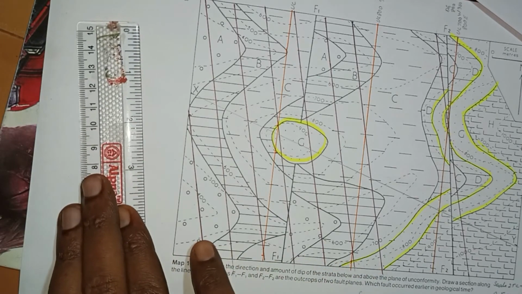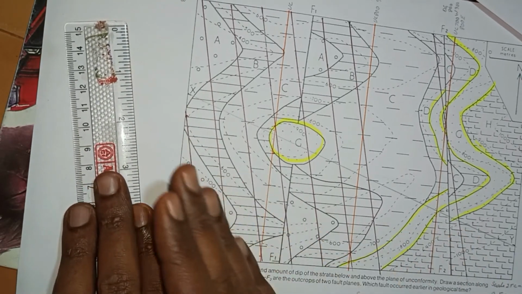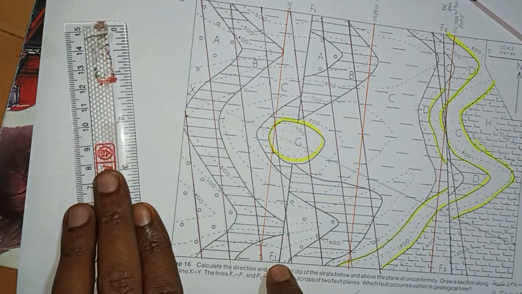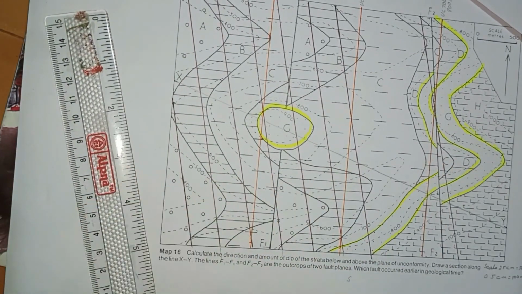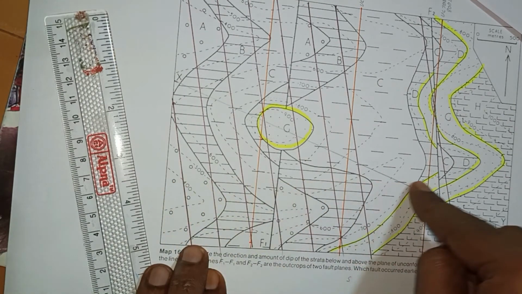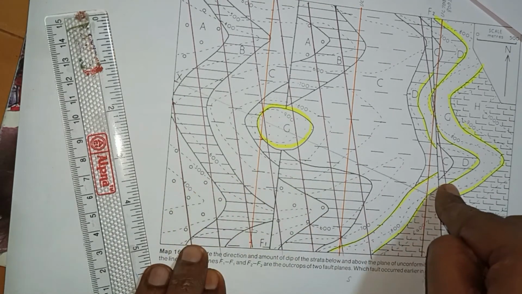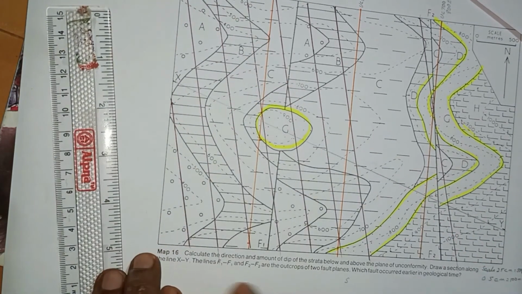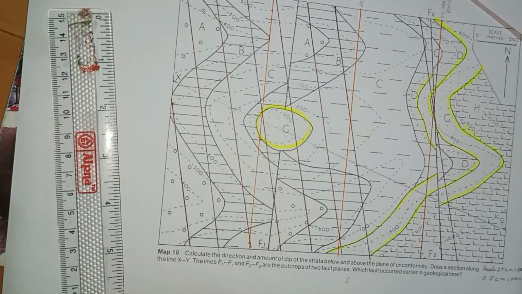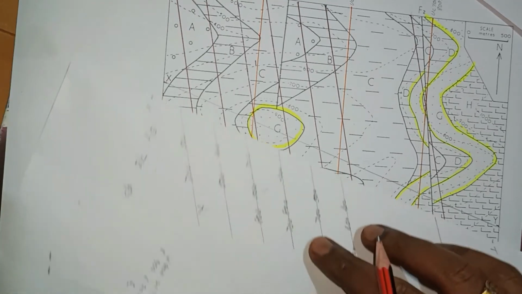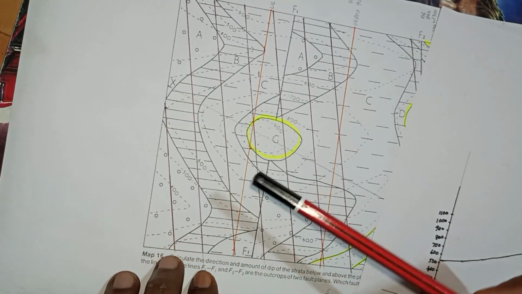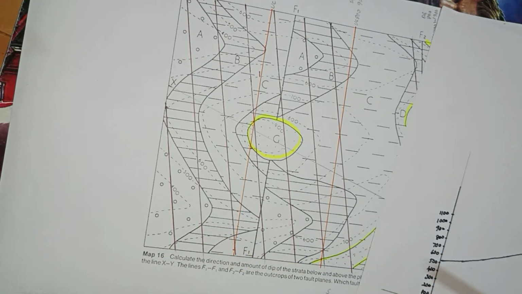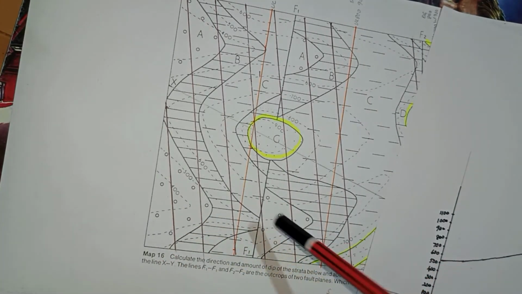I have used a different color pen for indicating the structural contour lines of the formation. Now I am using a separate paper to mark the values of all these structural contours, because it is very difficult to mark here. So I am using a separate paper so that it is easy to understand and draw. So I have written like this.